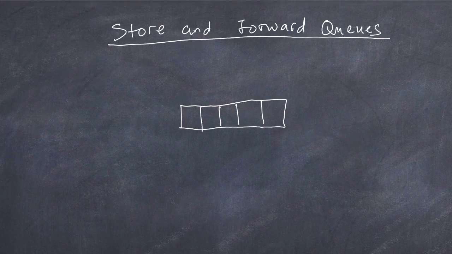In this series of lessons, we will be talking about how to create store and forward queues. The role of the store and forward queue is to allow the publisher and the consumer to not be running at the same time, but yet allow them to exchange messages.